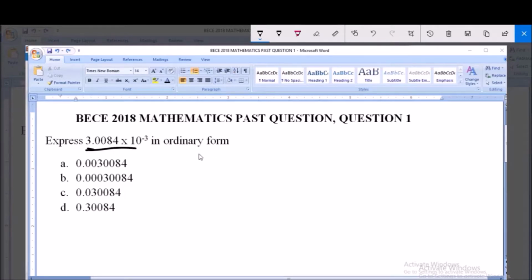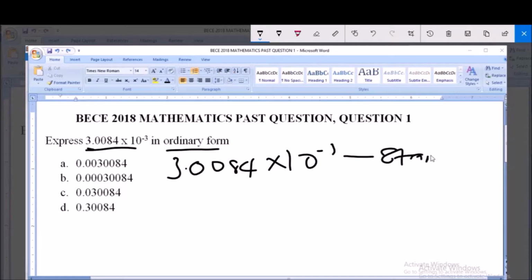3.0084 times 10 to the power minus 3 in ordinary form. Now this number is expressed in what? It is expressed in standard form. We call it standard form. Standard form is a way in which large numbers or very small numbers are expressed easily. Now this number has been expressed in standard form and we are asked to express it back to the ordinary form.